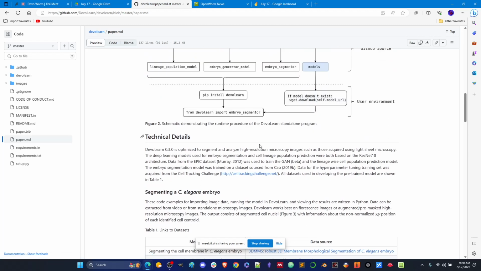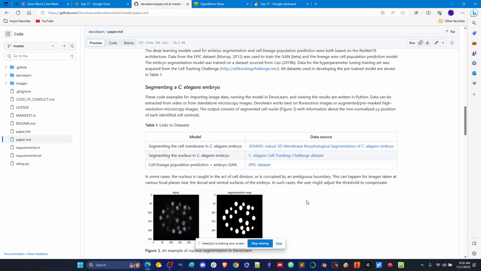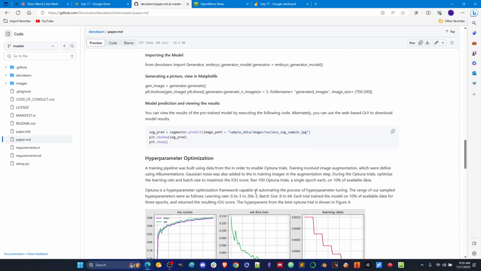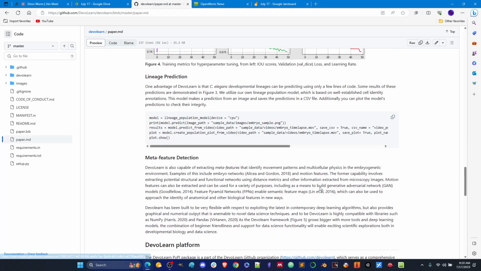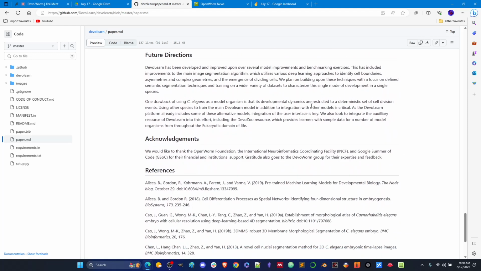Then you have technical details. This needs to be filled out a lot more. Segmenting an embryo, and that's something that we can actually contribute more to from other sources and other things we're thinking about. This was just a very basic description, and then maybe a little demo, and then other things like hyperparameter optimization, lineage prediction, meta feature detection, and future directions, which obviously have to be changed. We've changed our roadmap now, so we'll change that accordingly.